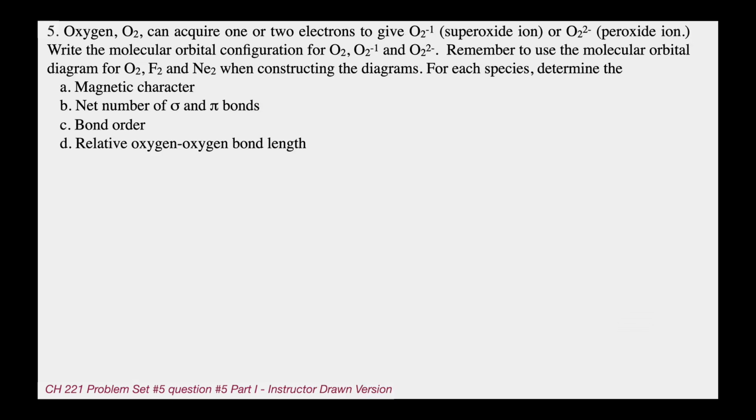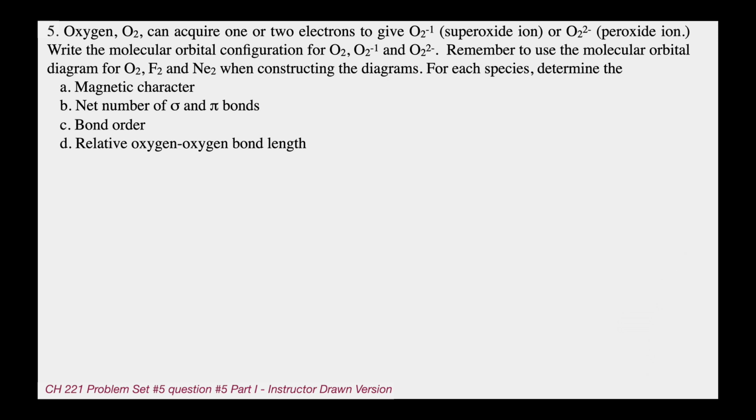Cool. This question says oxygen can acquire 1 or 2 electrons to give O2 minus 1, sometimes called the superoxide ion, or O2 minus 2, the peroxide ion. Then it says write molecular orbital configurations for O2, O2 minus, and O2 minus 2. Remember to use the molecular orbital diagram for O2, F2, and Ne2 when constructing the diagrams, and for each of them determine the magnetic character, and that means paramagnetic, diamagnetic. It also wants to find the net number of sigma and pi bonds, bond order, and the relative bond length.